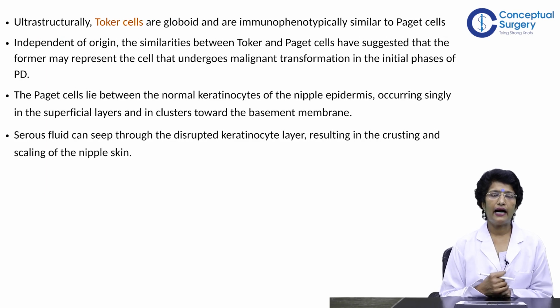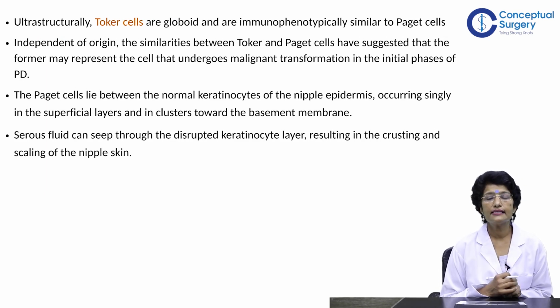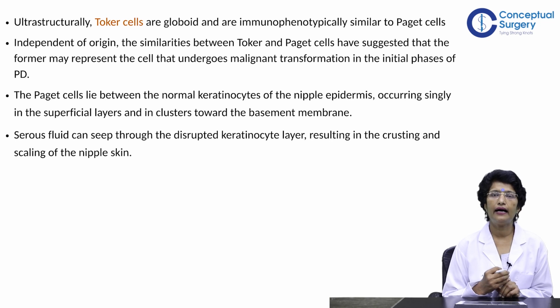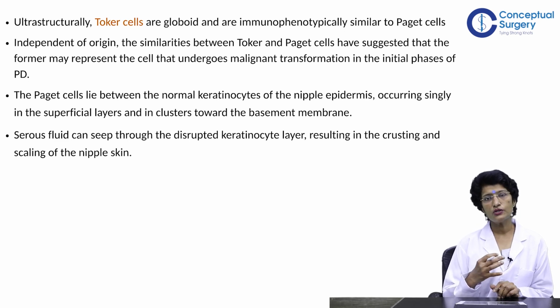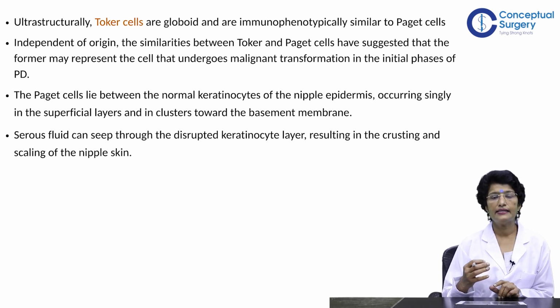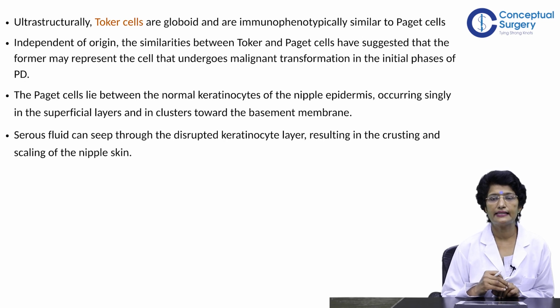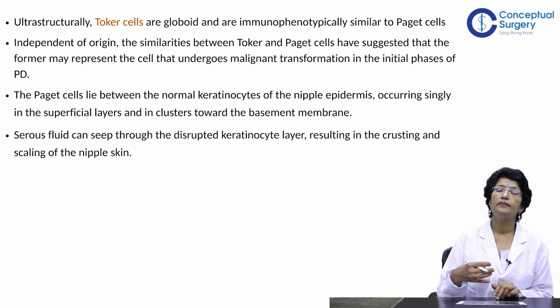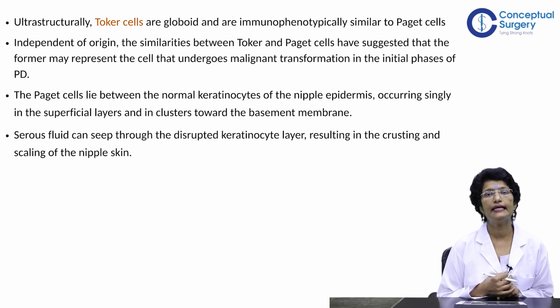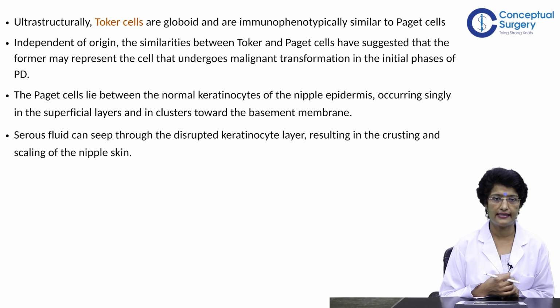If you look at the ultrastructure of these Toker cells, these are globoid cells, and they are very similar to Paget's cells immunophenotypically. So independent of the origin, the similarities between the Toker and the Paget's cells suggest that the former may actually be the seed cell which undergoes malignant transformation in the initial phases of Paget's disease.